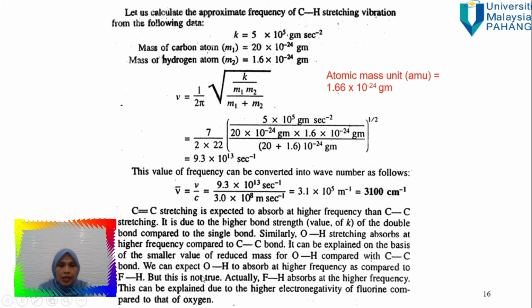Then if we expect OH to absorb a higher frequency as compared to FH, this is not true. Actually, FH absorbs a higher frequency. This is because of the higher electronegativity of fluorine compared to oxygen. This is related to the bond strength. Although the mass matters here, the most priority is the bond strength.